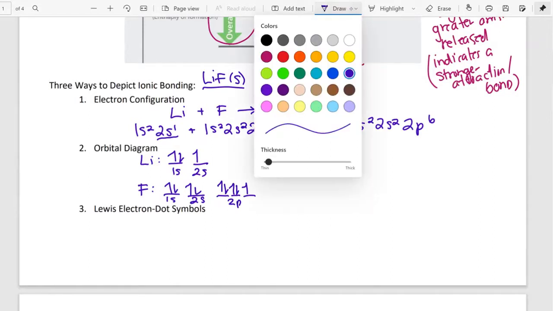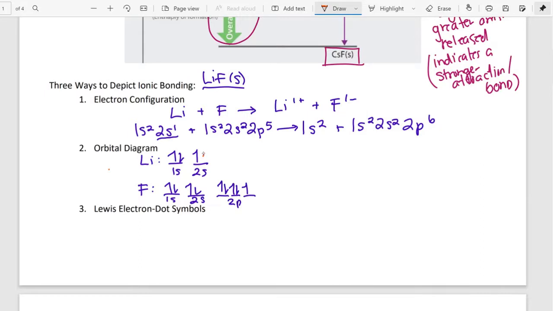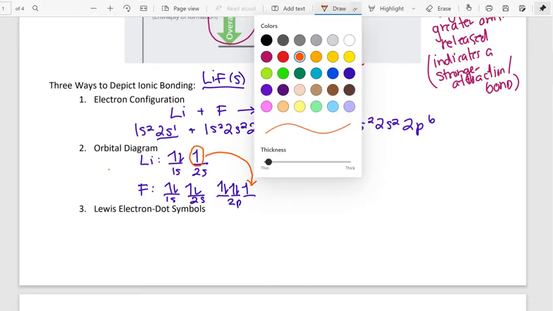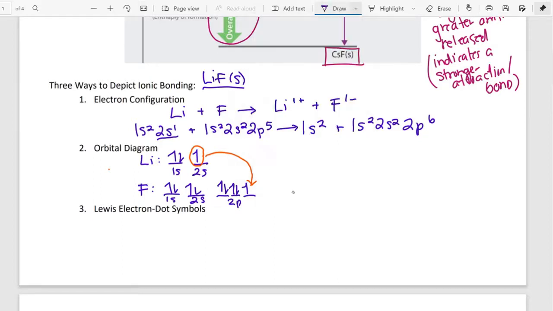For this little piece here, think about the fact that it's this electron that's going to be transferred to our fluorine atom. And then the change afterwards would be our lithium ion, which now is just a full 1s, and our fluoride ion, which now has full orbitals.